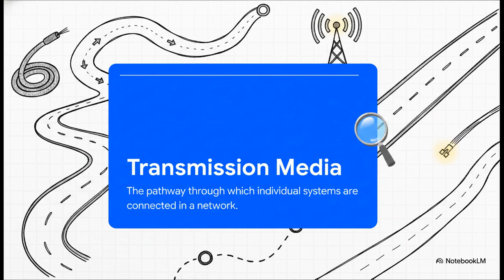Okay, so the first big idea we've got to get our heads around is this term, transmission media. Just think of it like this. It's the network of roads and highways our data travels on. Whether it's a tiny little local street or a massive interstate freeway. Every single bit of information needs a physical path to get from point A to point B.